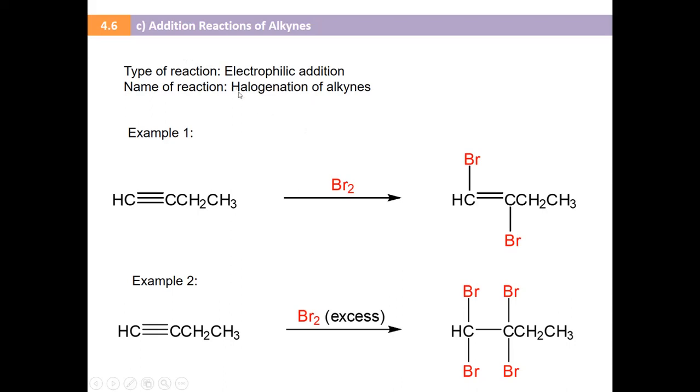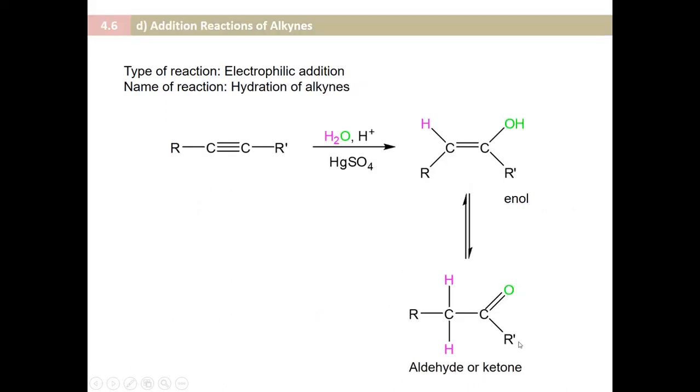If we react with Br2, or we call it halogenation, same as the previous slide, it will add in a trans configuration. 1 bromine at the opposite side. This bromine is on the opposite side of the carbon-carbon double bond. So if in excess, it will produce a single bond.